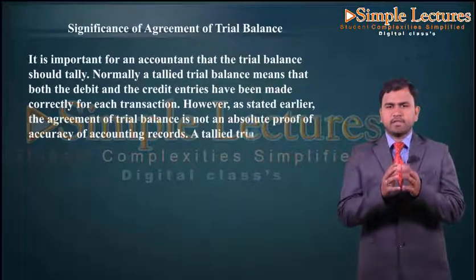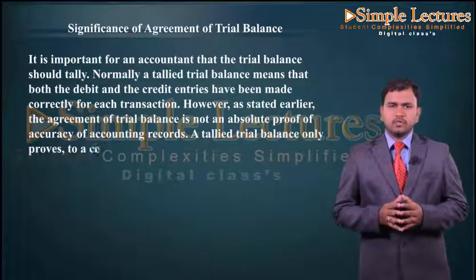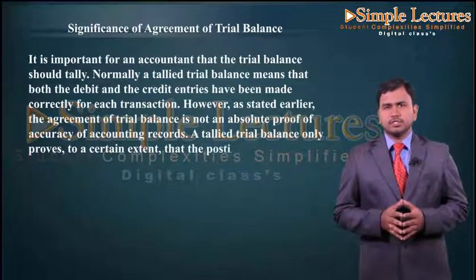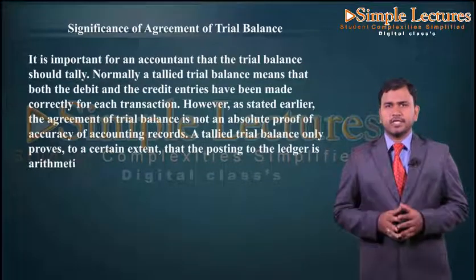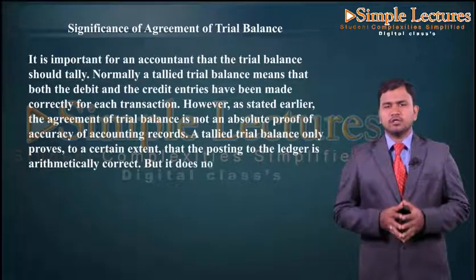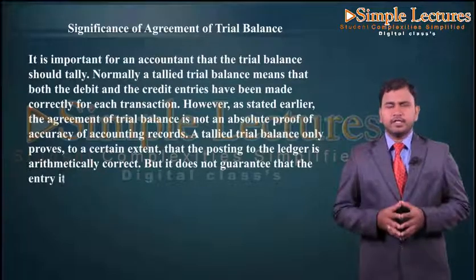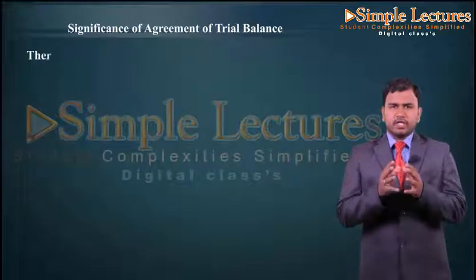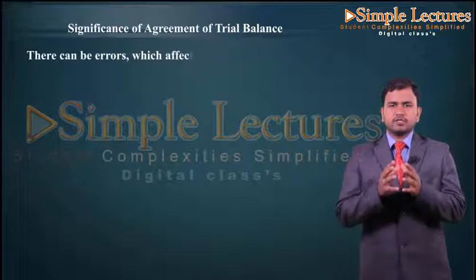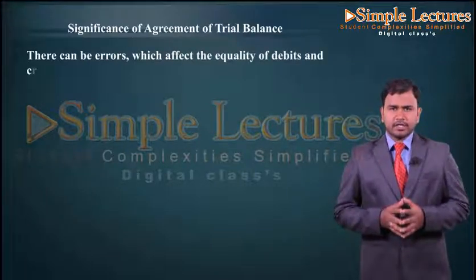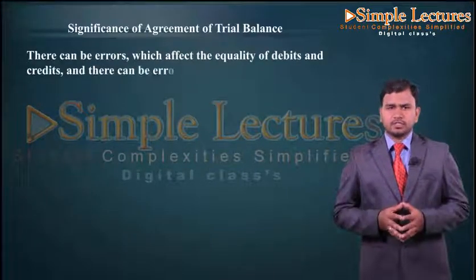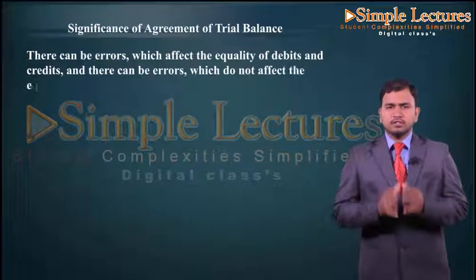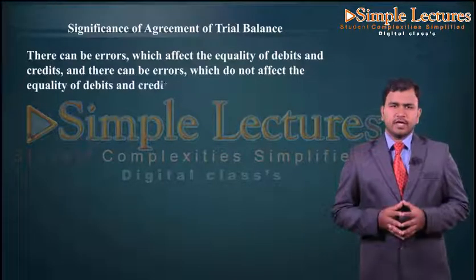A tallied trial balance only proves to a certain extent that the posting to the ledger is arithmetically correct, but it does not guarantee that the entry itself is correct. There can be errors which affect the equality of debit and credit, and there can be errors which do not affect the equality of debit and credit.